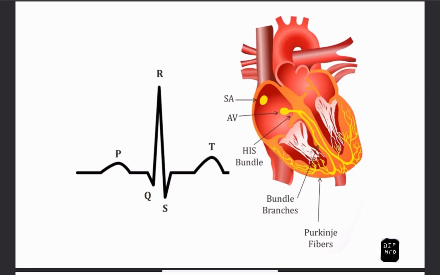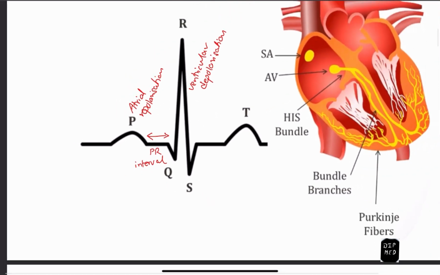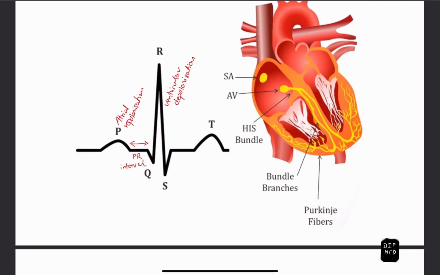Looking at this normal EKG, the P wave is the first electrical event in the cardiac cycle we see here. It represents atrial depolarization. Next we see the QRS complex, which represents ventricular depolarization. But before this, we see a flat line in between, which is the PR interval. And this is here because it takes time for the electrical signals to move from the atrium through the AV node, bundle of His branches, and Purkinje fibers before finally reaching the ventricles.